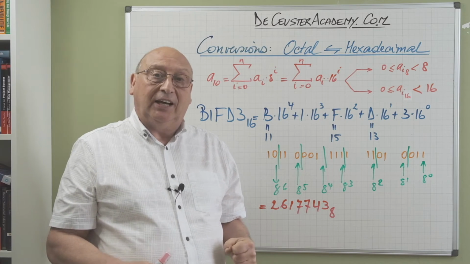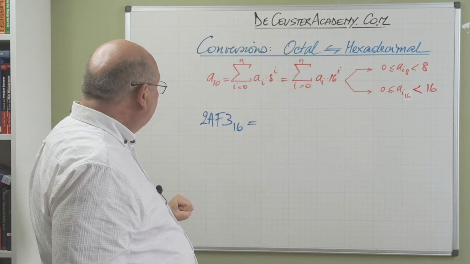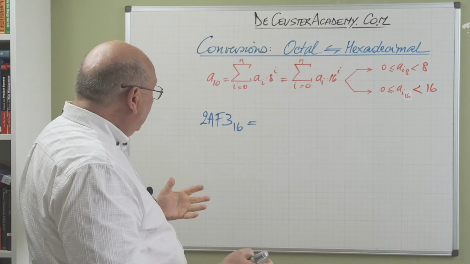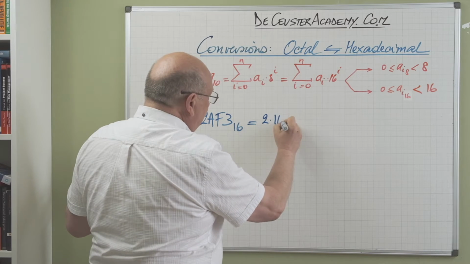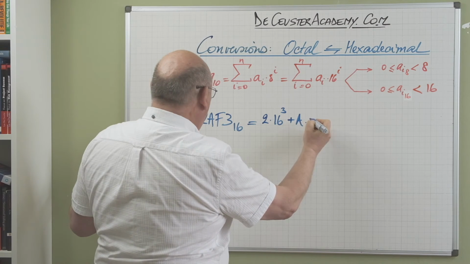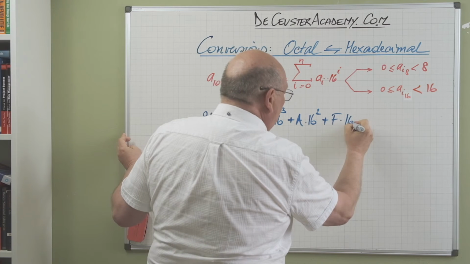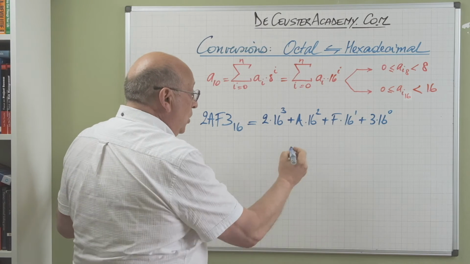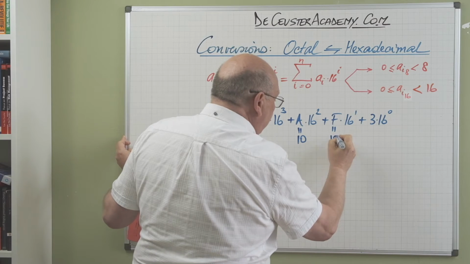Let's do another exercise. As the last exercise in this video, convert the hexadecimal number 2AF3 to an octal number. Like we did before, we write this as a sum of powers of 16. So 2 times 16 to the third power, plus A times 16 to the square, plus F times 16 to the power 1, plus 3 times 16 to the power 0. We know that A is equal to 10 and F is equal to 15.